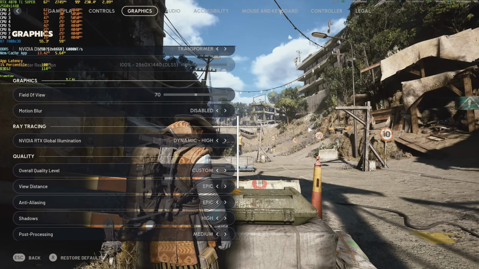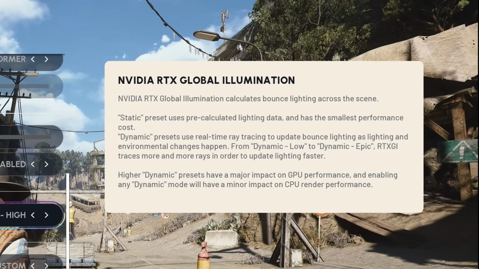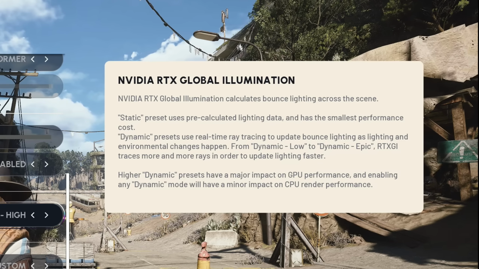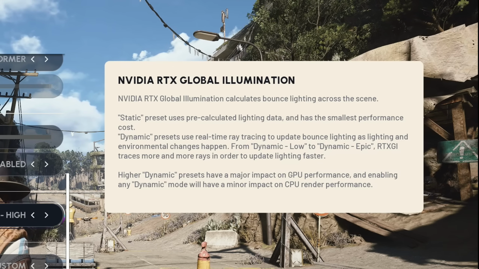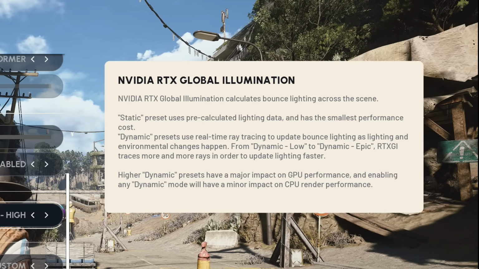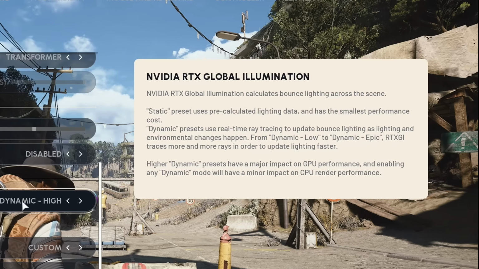Let's get to the first thing, which is RTX Global Illumination Quality. Now, this just controls the amount of rays that are used to calculate the global lighting in the game. It is very important to the presentation of the game overall, and it does have a setting that completely disables any sort of ray tracing and just uses baked pre-calculated lighting data.